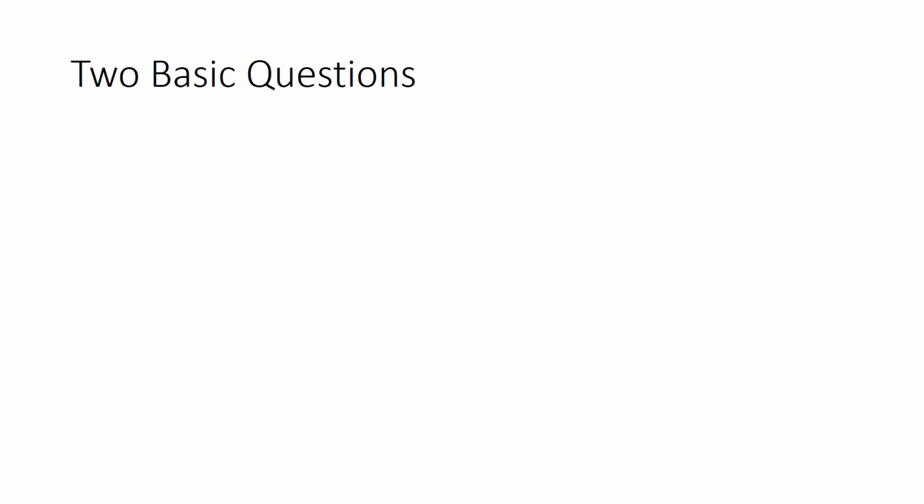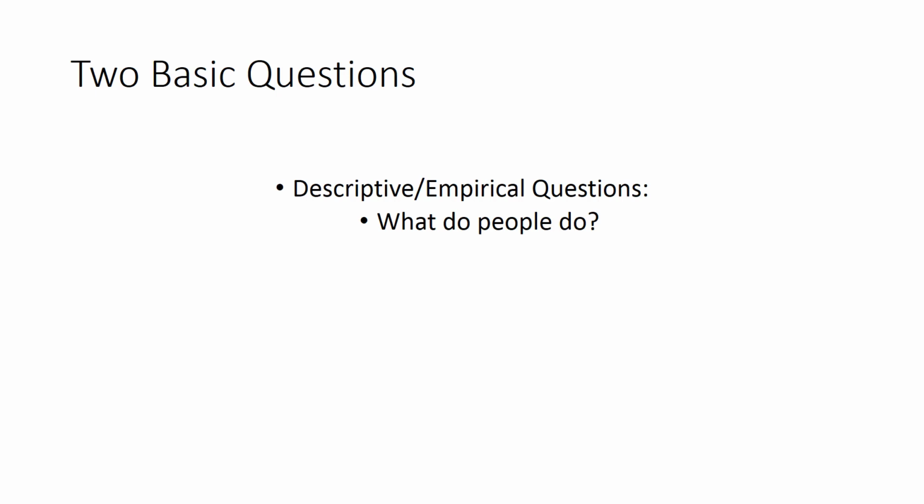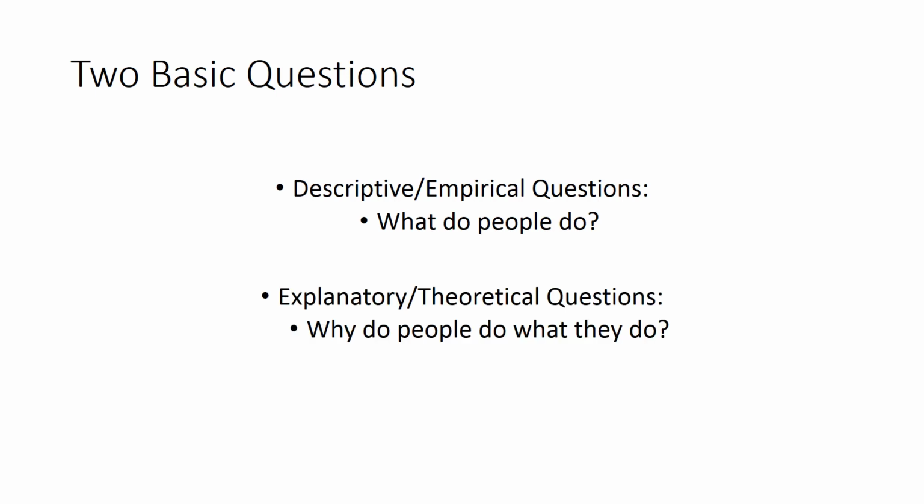Sociologists ask two basic questions about human behavior. We ask a descriptive or empirical question, that is, what do people do? And we ask an explanatory or theoretical question, or why do people do what they do? And these two questions are interrelated.